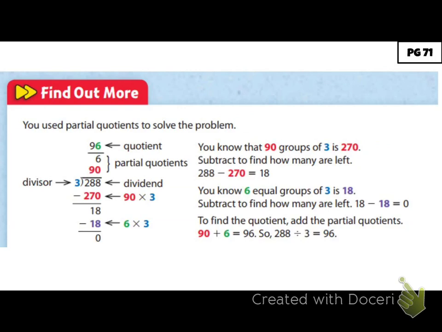So let's find out more. It says that you used partial quotients to solve the problem. So you can see we knew that 90 groups of 3 was 270. So then we subtracted to find out how many were left. So we did our 288 minus 270 to get our 18. We know that 3 will go into 18 6 times, so we would have 6 more. And then we would be able to add those two partial quotients, 90 plus 6, to get 96. So we would know that 288 divided by 3 equals 96.